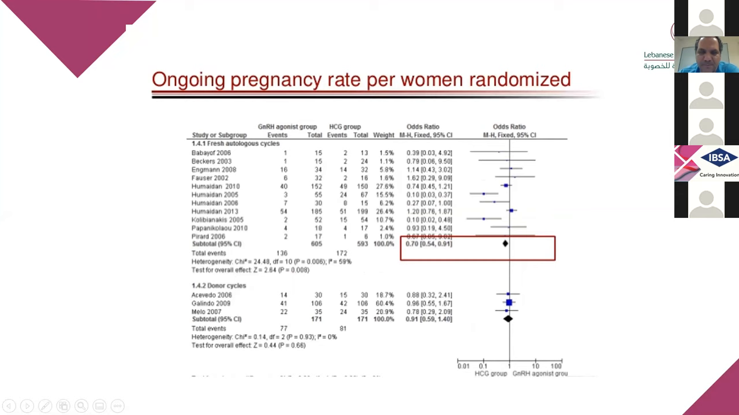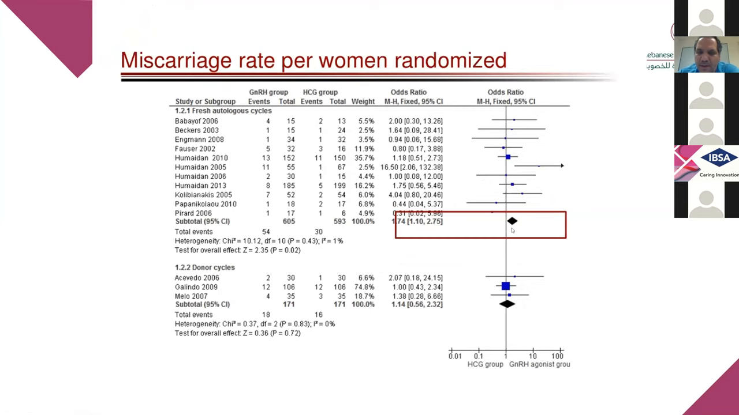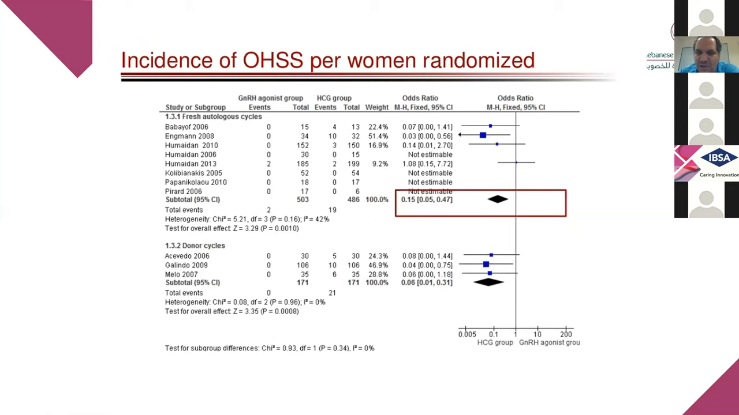The miscarriage rate is also higher here for the GnRH agonist, so again, another worse outcome for the GnRH agonist group. But when you look at donor cycles, there is no difference. The incidence of ovarian hyperstimulation, as expected, is higher with the HCG group. And here, a brief summary of what we spoke about the GnRH agonist.